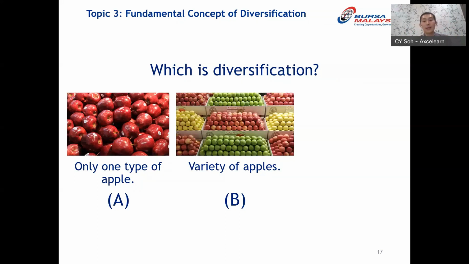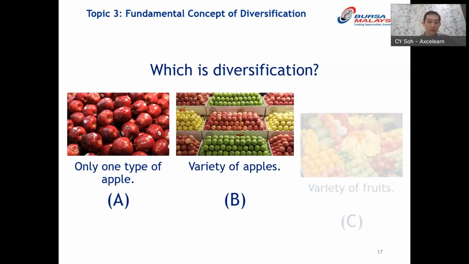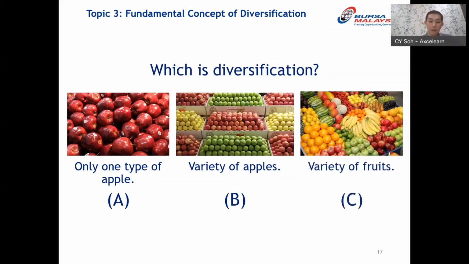And the third way of diversification, of course, is you don't just sell a variety of apples. You buy different types of fruits like orange, bananas, watermelons, and others. So of course, this is a better way of diversification. Now, the next question is, why is it a better way of diversification? Think of this for a moment.